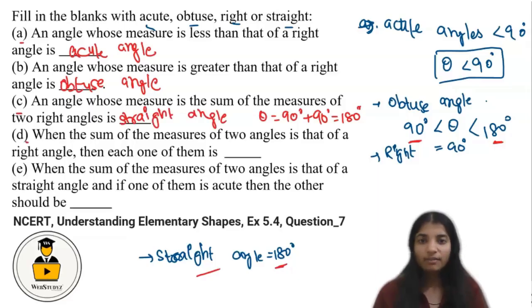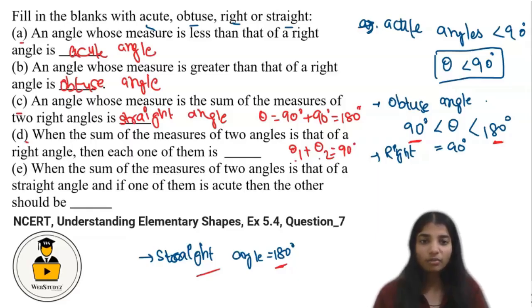Now let's move to part D. Part D says: when the sum of the measure of two angles is that of a right angle, then each one of them is. So here we are given the sum of two angles. Let's say one angle is theta 1 plus another angle is theta 2. The sum of those two angles is equal to 90 degrees. Then we have to find out what each of them is.